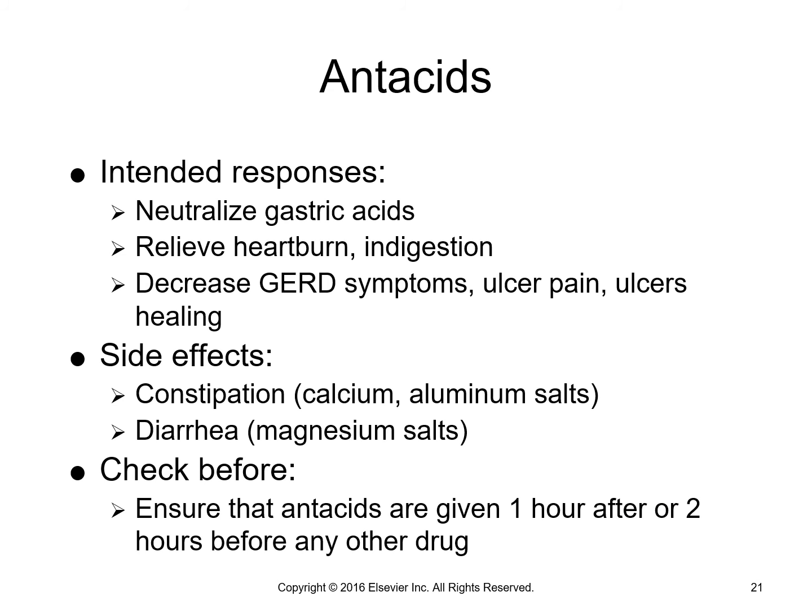Now we talk about antacids. Antacids neutralize gastric acids. That's why they relieve heartburn and indigestion. They decrease symptoms of GERD, decrease ulcer pain, and allow ulcers to heal. However, side effects of this medication, particularly with calcium and aluminum type antacids, is constipation, and with diarrhea, magnesium salt is responsible for it.